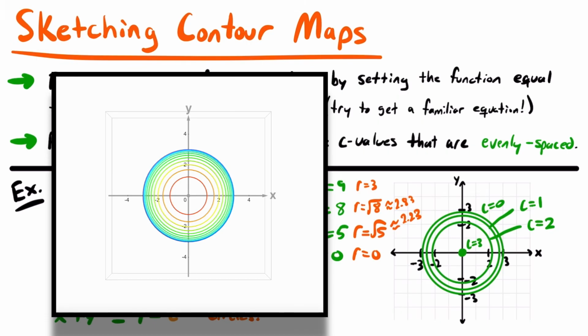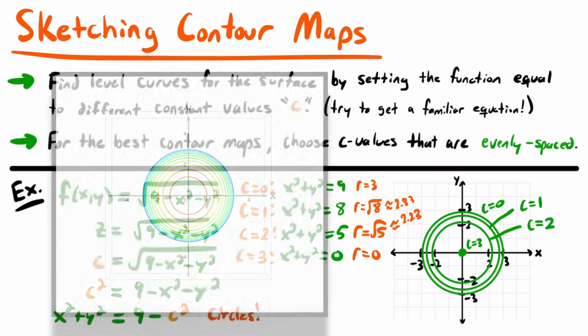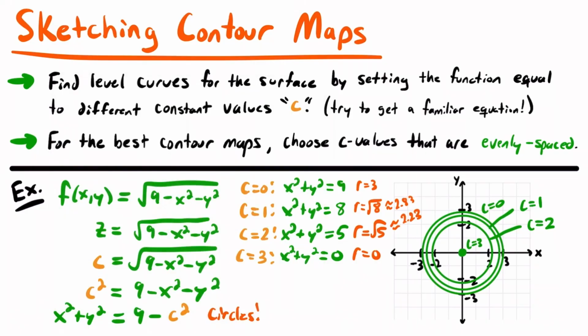Alright, so hopefully that helps you make the connection between the actual surface represented by our function and the contour map that we drew using level curves. Okay, so that's it for this initial demonstration of sketching a contour map. We're going to take a look at a couple more examples in just a second, but first, just a couple notes that I want to highlight here.